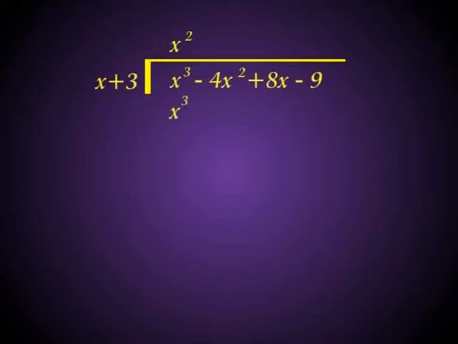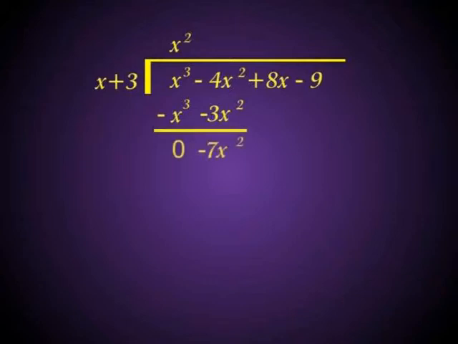Step 2. Multiply the answer we have by the entire divisor. That means multiply x² by x + 3. x² times x is going to give us x³. x² times positive 3 is going to give us positive 3x². Step 3. Change the signs. Step 4. Add or subtract vertically.